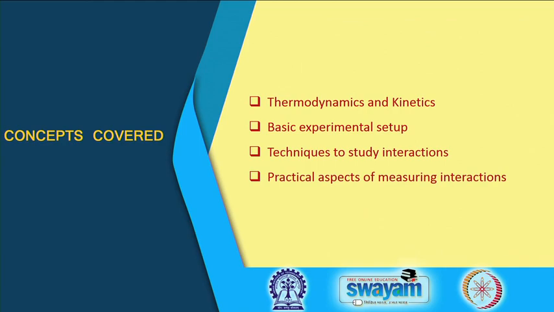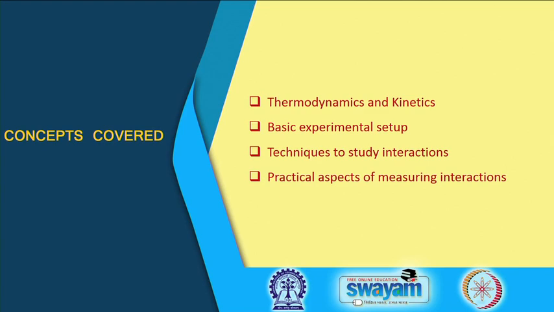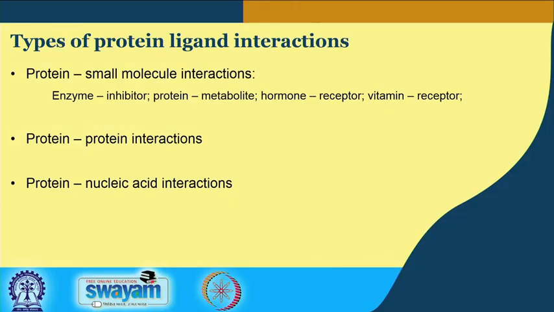So, I will also try to discuss the important issues of how you can choose which technique should be used in which condition. The bottom line is that there is not a single technique that can be used to measure binding constants for all types of interactions.